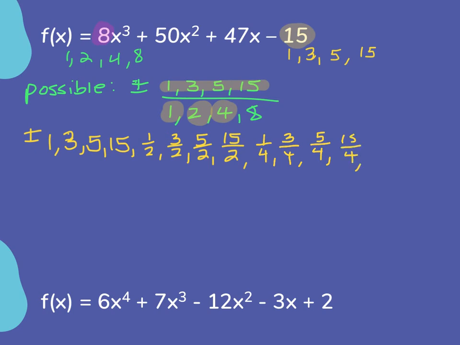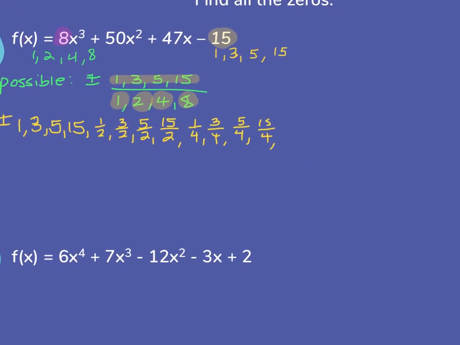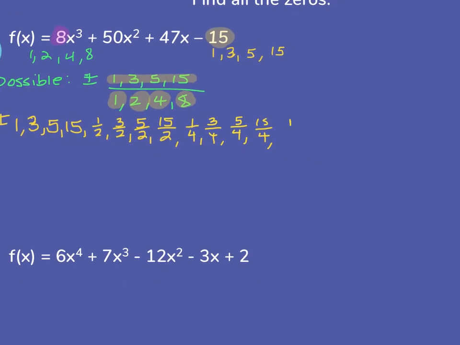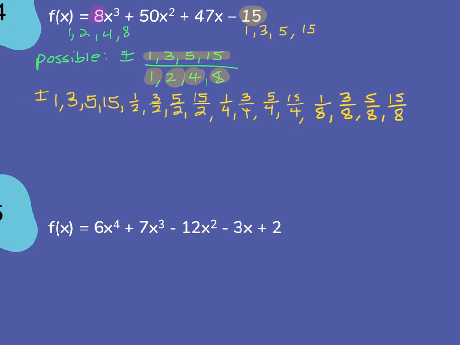Then I put them all over 8. 1 over 8. 3 over 8, 5 over 8, 15 over 8. So technically my bank is positive 1, negative 1, positive 3, negative 3, positive 5, negative 5, positive 15, negative 15, positive 1/2, negative 1/2, all the way through. Now I don't need you to write them all the way out like that. Actually, let me check to make sure how WebAssign wants this entered. I forget.